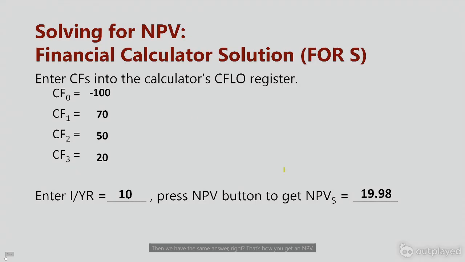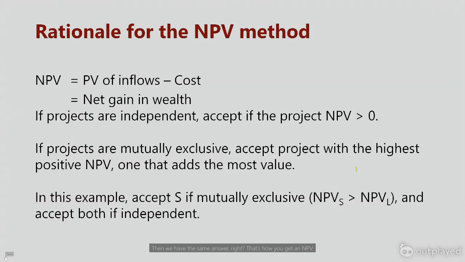Then we have the same answer, right? That's how we get an NPV. So again, please note that even though you get the NPV calculation correct, once you have to make a decision based on the projects you're dealing with, then depending on whether they are independent or mutually exclusive, your decision criteria should be different.